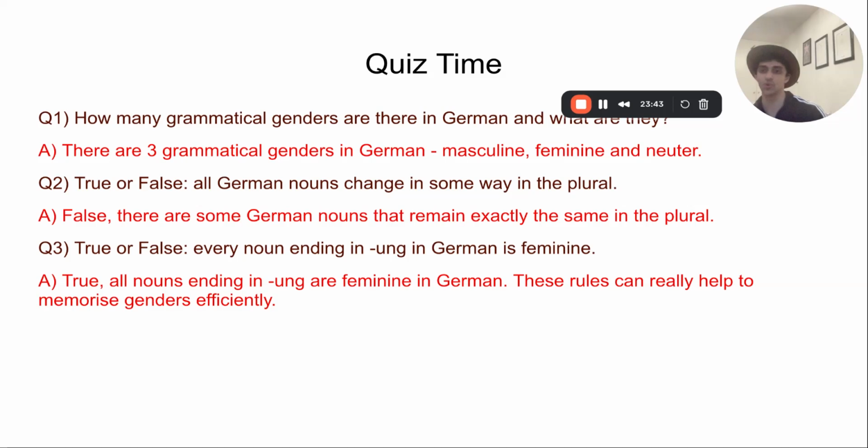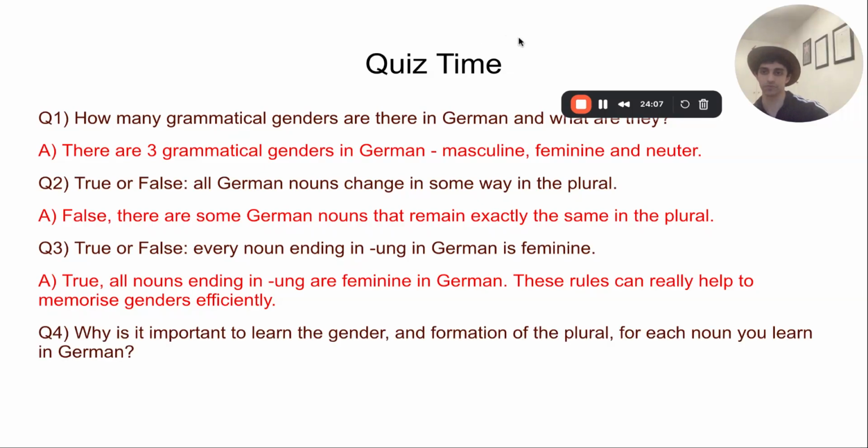This is actually true. All nouns that end in ung are feminine in German. These rules can really help to memorize genders of nouns efficiently because there are actually loads of different nouns ending in ung in German. It's a very common ending for nouns in the language. So these are not just theoretical shortcuts, they'll practically really help to memorize genders of many nouns at once.